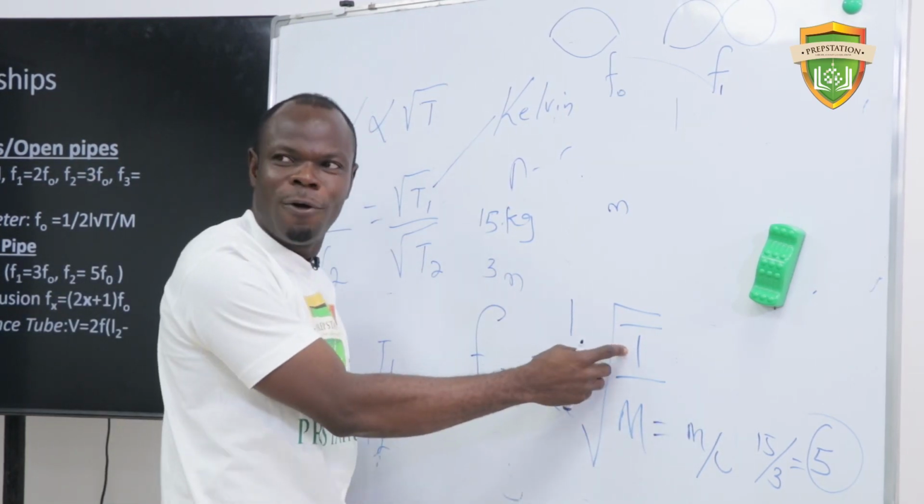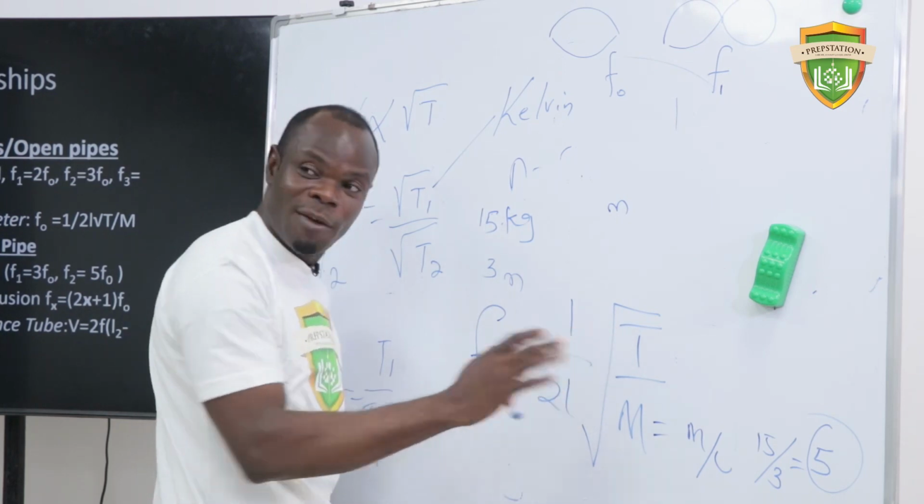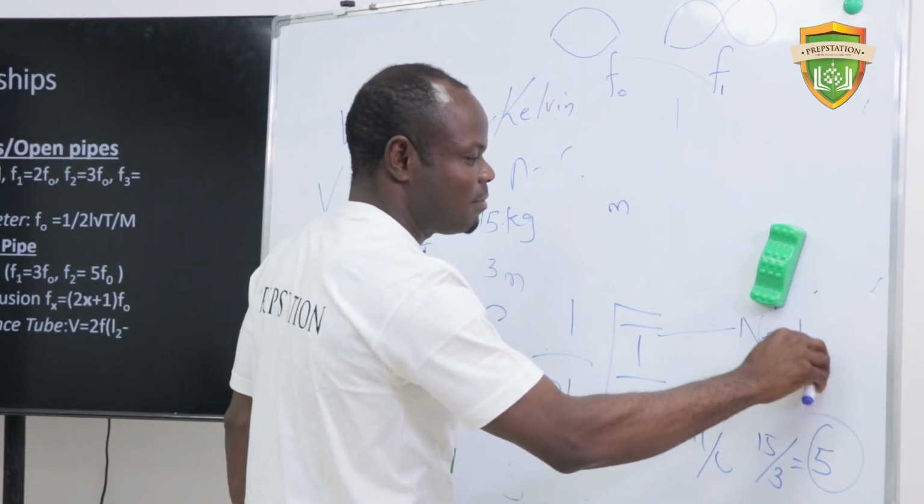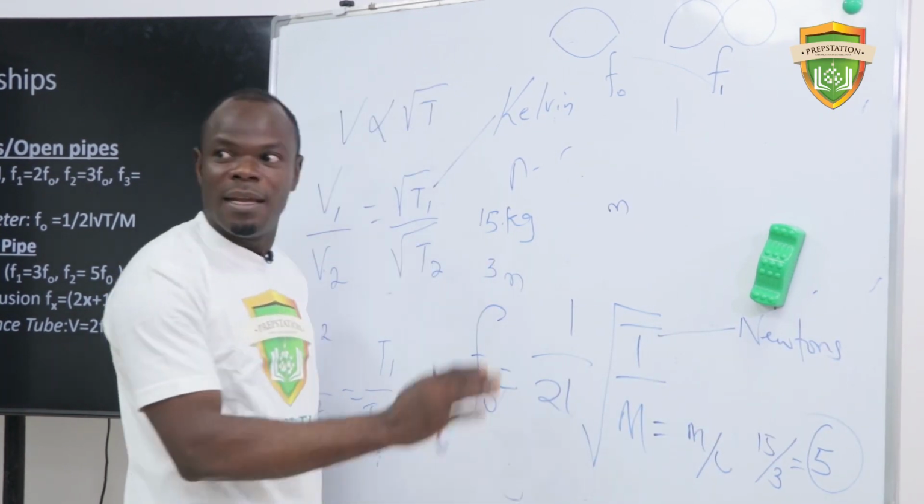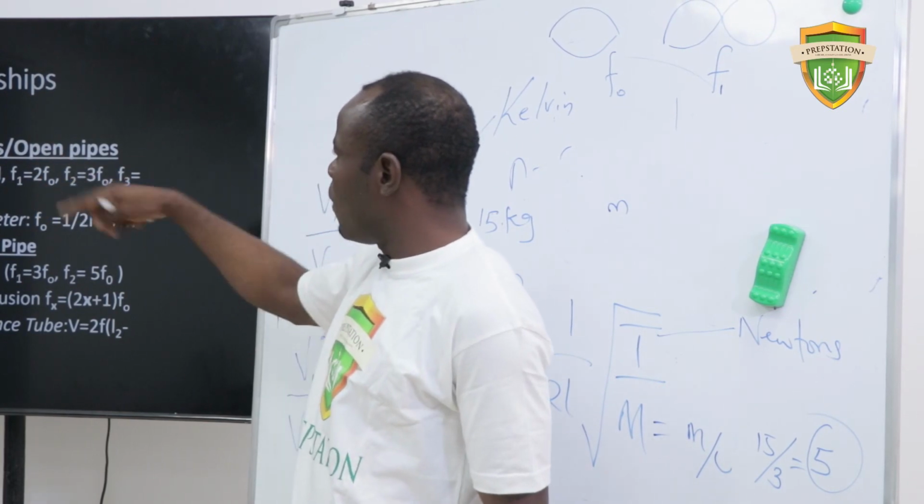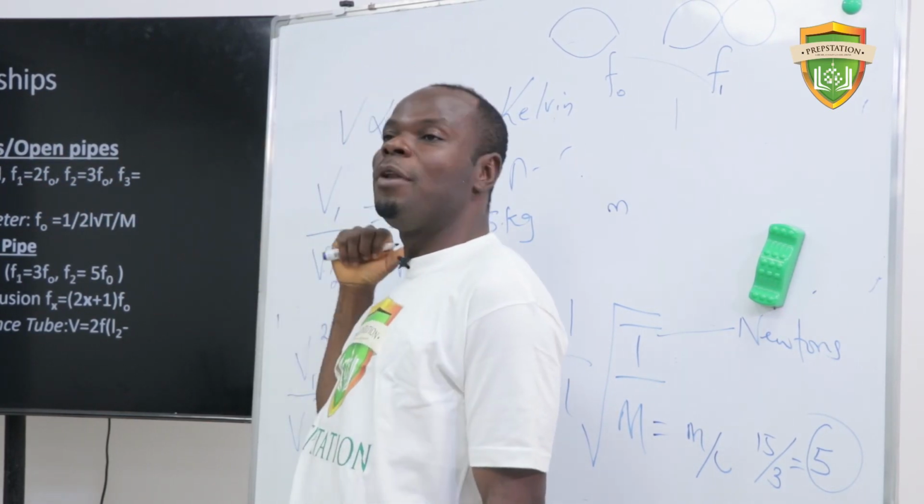What is T standing for? We call it tension. Tension is definitely force on the string, which is measured in what? In newtons. And your L is the length, F0. What happens here, F1, F2, F3 also happen in sonometer.